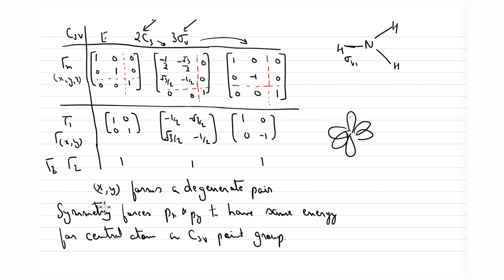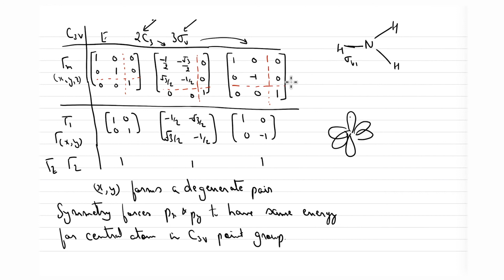So we have shown that symmetry forces px and py, because x and y cannot be separated. That means px and py also cannot be separated, because px and py lie along the coordinate system x and y. And because px and py cannot be separated, you don't know which one is px and which one is py. That means they both have the same energy, right?